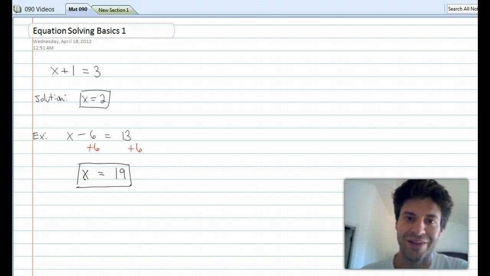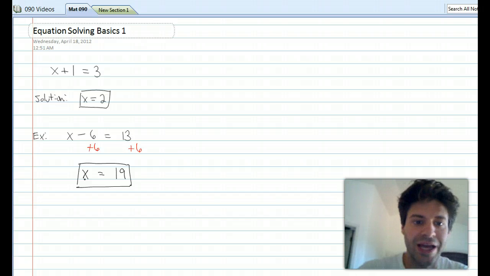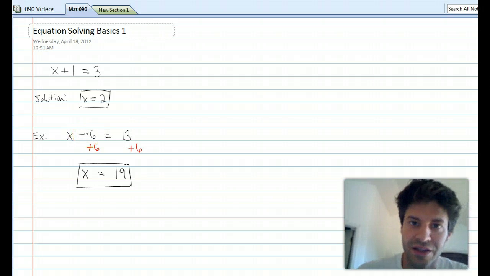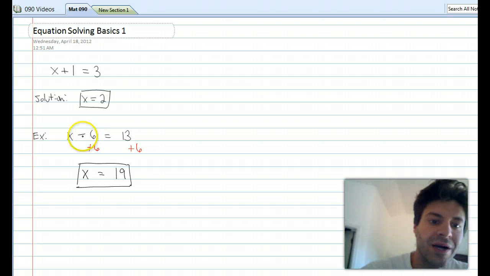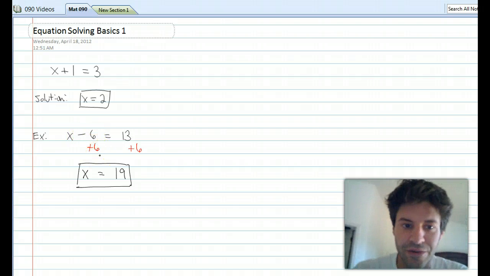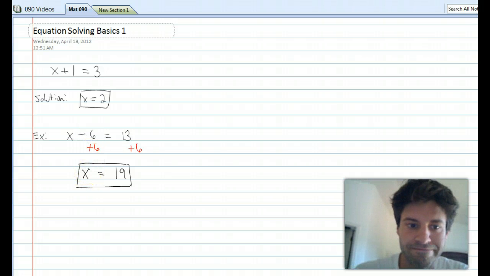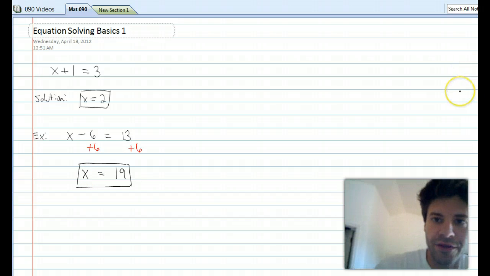Now, you can look at that and you're probably thinking, oh, the reason we chose to add 6 is because we had a minus 6 next to the x. The minus 6 and the plus 6 canceled each other out, and that left us with x just by itself in the solution. So let's try another example.